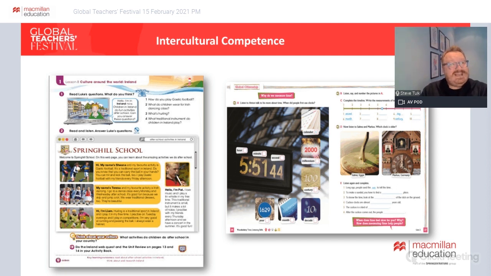One question we get asked a lot is, how do we measure a student's progress in something like intercultural competence? How do we do that? What do you think? Anybody got any ideas? Yeah, assessment, but how? How do we assess a student's level of intercultural competence? What do you think? Any ideas? Have a quick think about it.